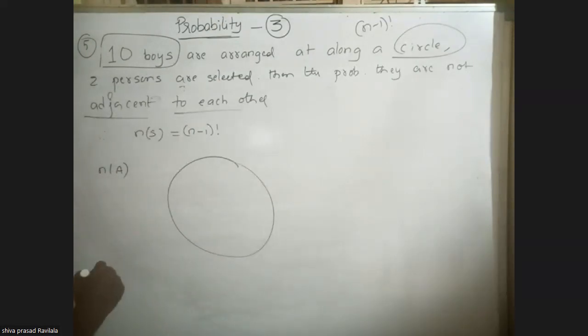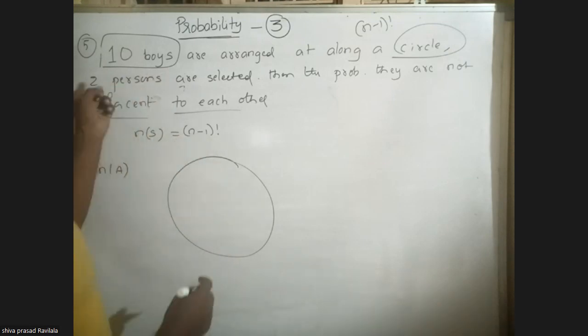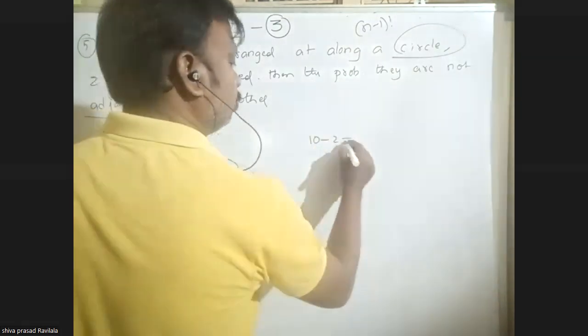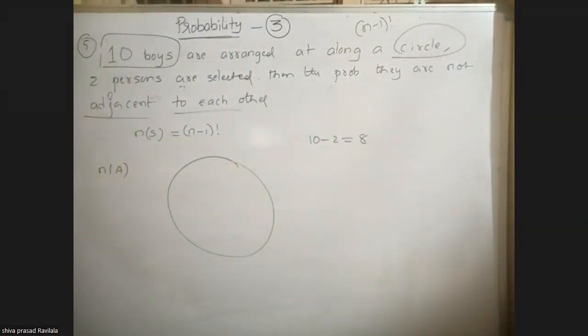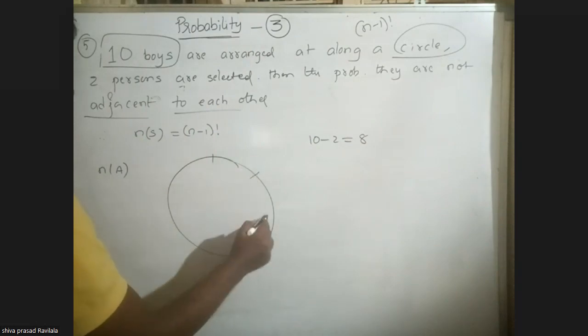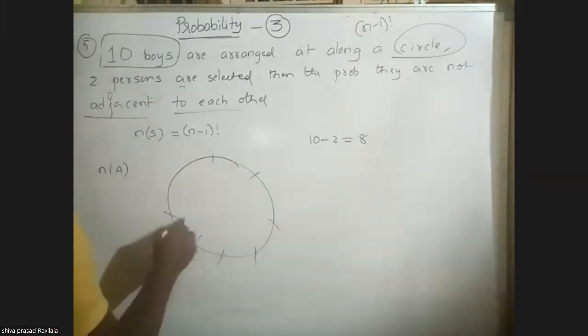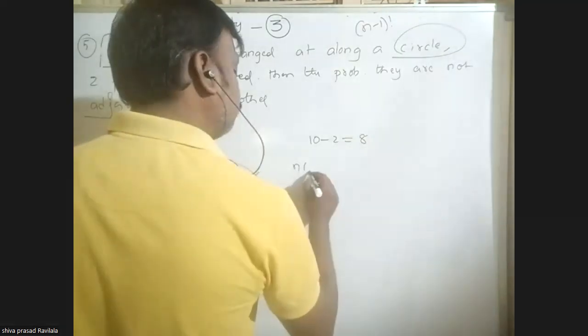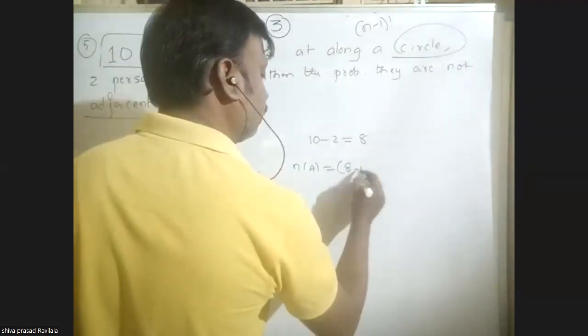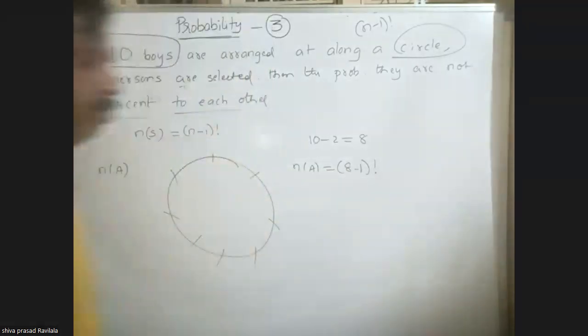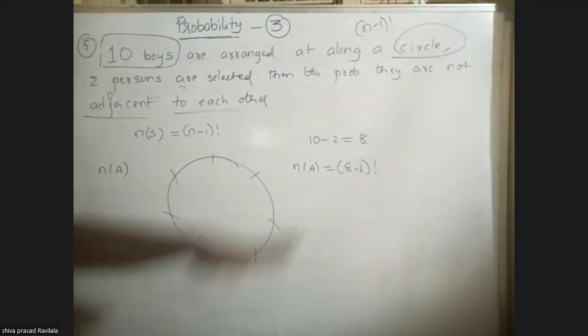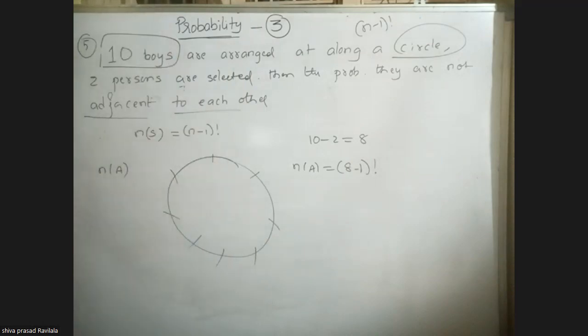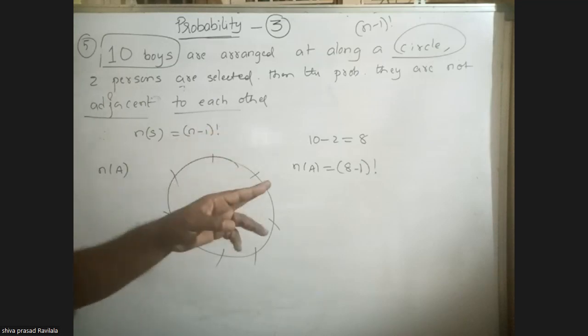Let capital A be the event of selecting and arranging the remaining persons on that circle. Remaining how many? 10 minus 2, that is equal to 8. These 8 can be arranged around a circle. 1, 2, 3, 4, 5, 6, 7, 8. In how many ways? n of A is equal to 8 minus 1 factorial. Don't write 8 factorial. In a row, it is 8 factorial: 8 persons, 8 chairs. Here, n minus 1 factorial.